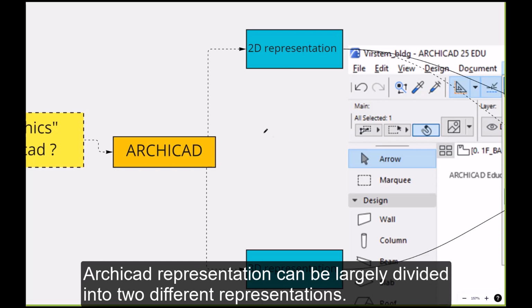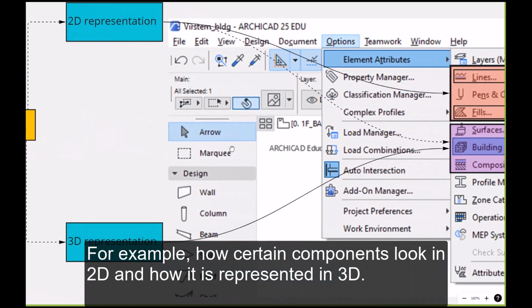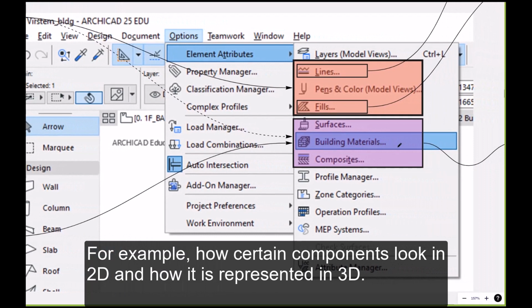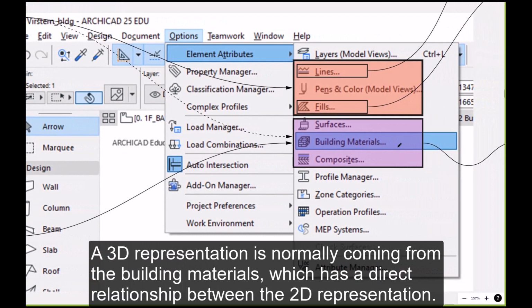ArchiCAD representation can be largely divided into two different representations. For example, how certain components look in 2D and how they are represented in 3D. A 3D representation normally comes from the building materials, which have a direct relationship with the 2D representation.